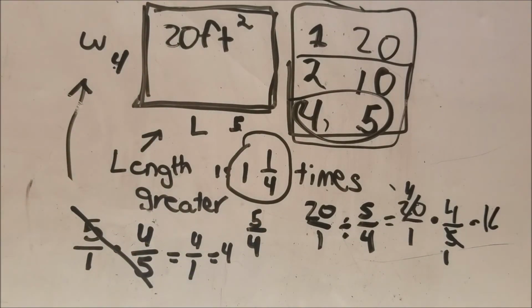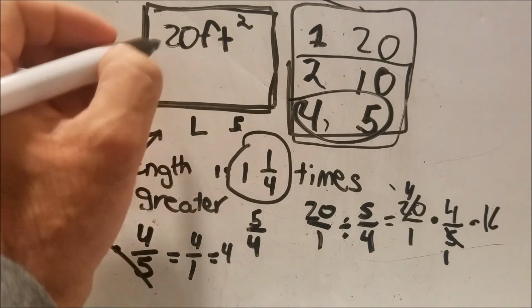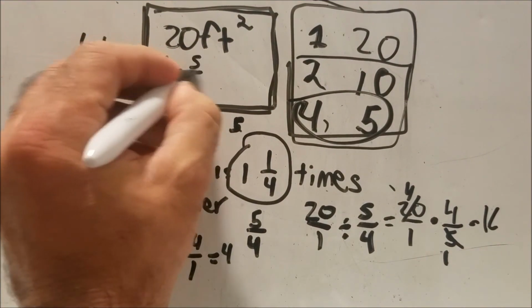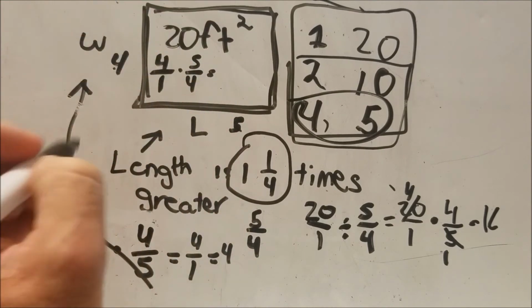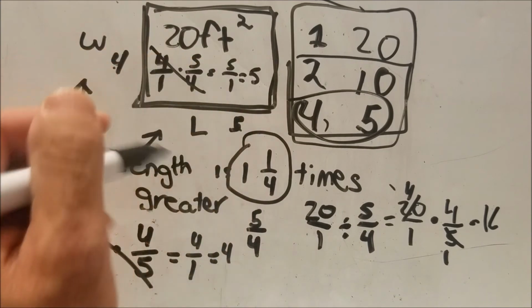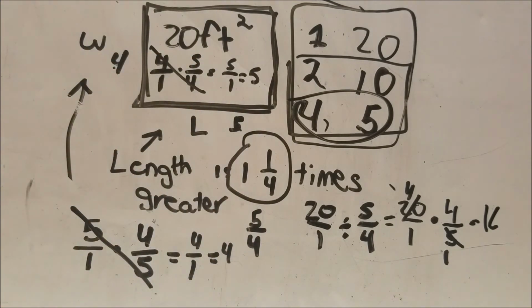By the way, you didn't have to divide. You could also have taken the width, bring it up here, we'll say 4 over 1, and times it by 5/4. And you just cancel the 4s, and you get 5 over 1, which is 5. So you could have multiplied, or you could have divided.